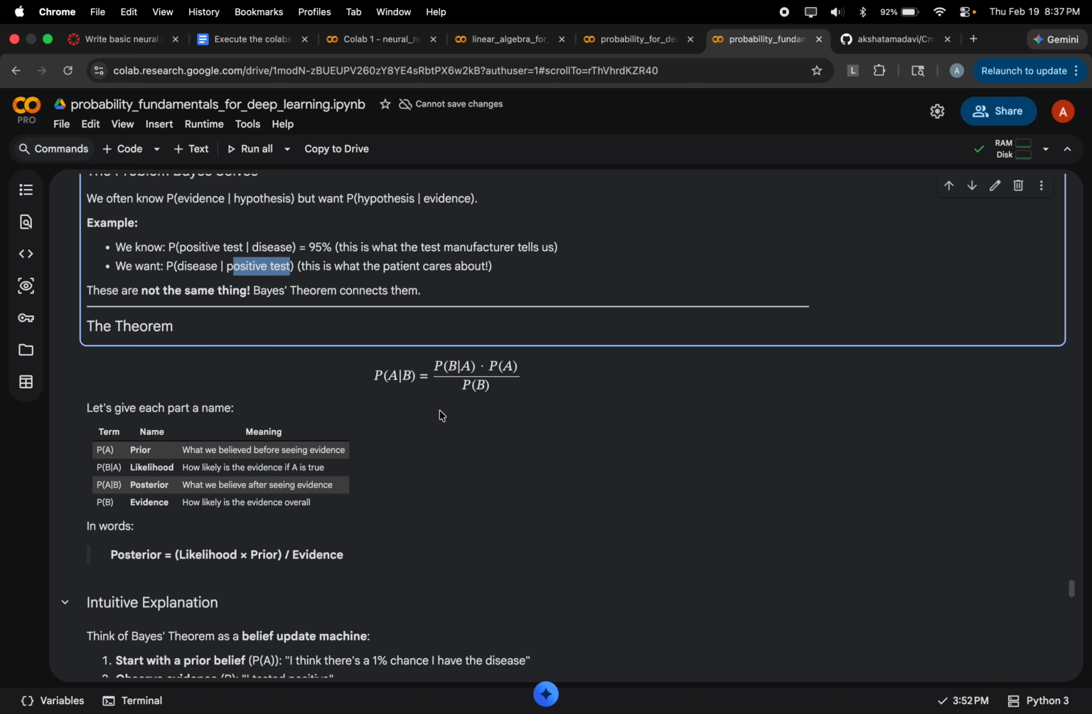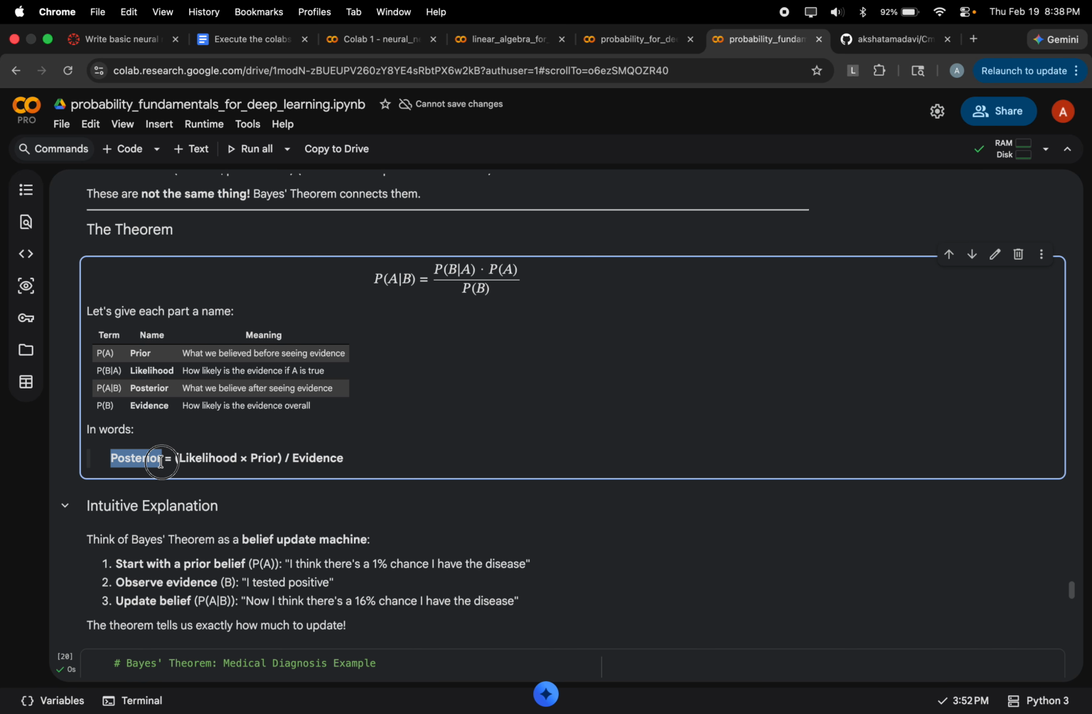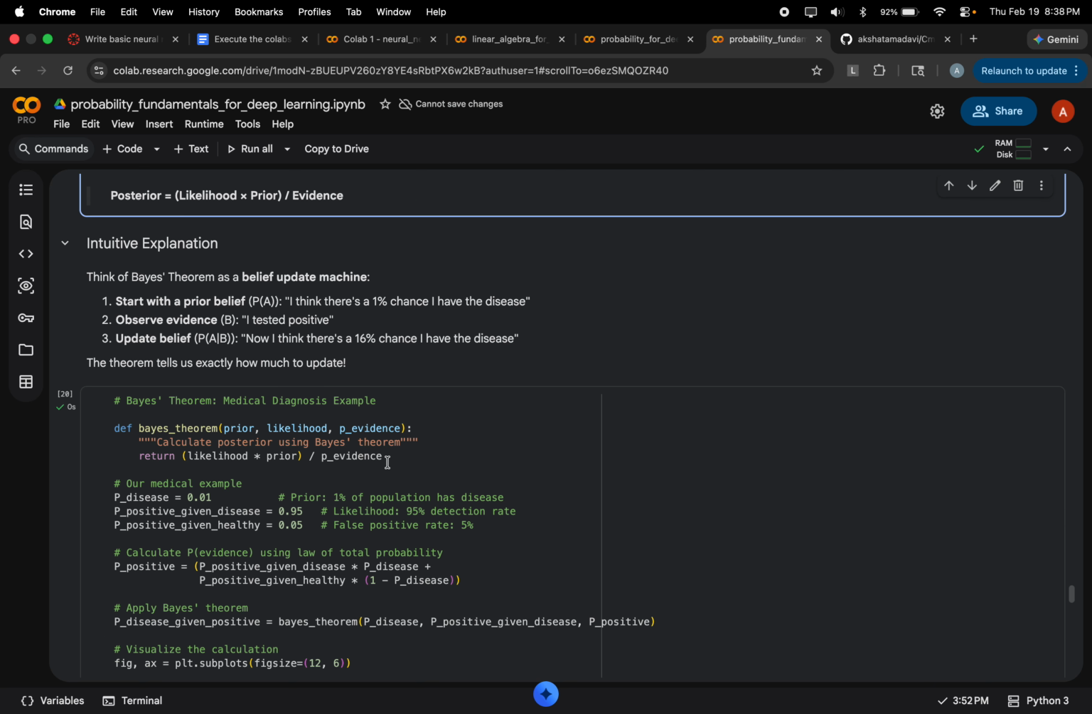P of A given B is the likelihood of B if A is true, multiplied by what we believe before seeing evidence, divided by how likely the evidence is overall. So in words, the posterior, which you want to see, is the likelihood multiplied by the prior, divided by the evidence.